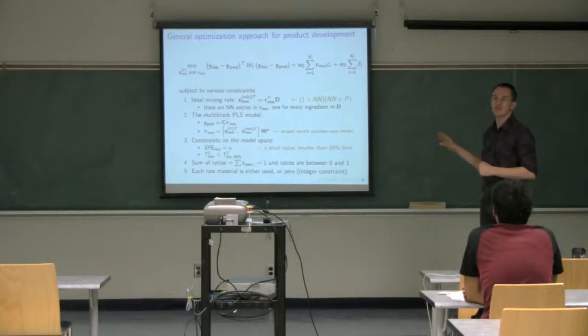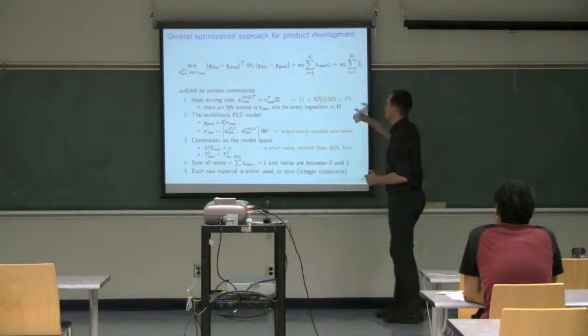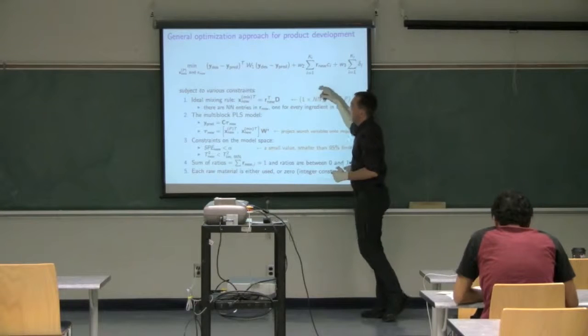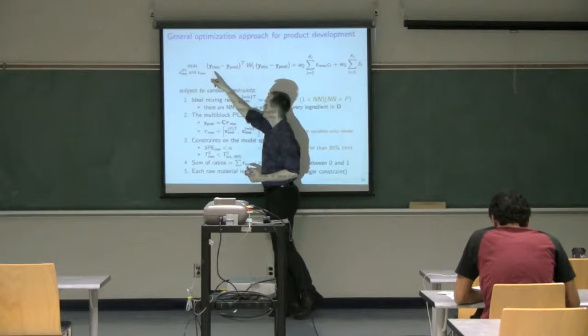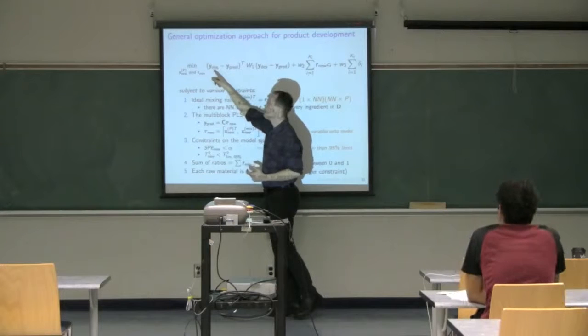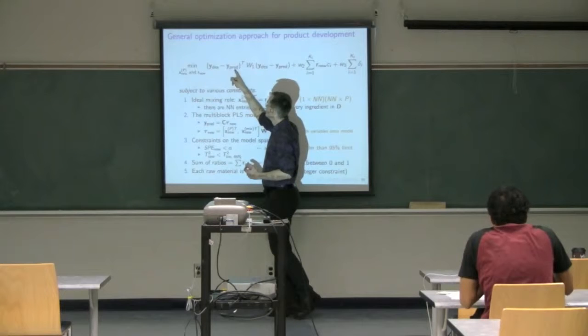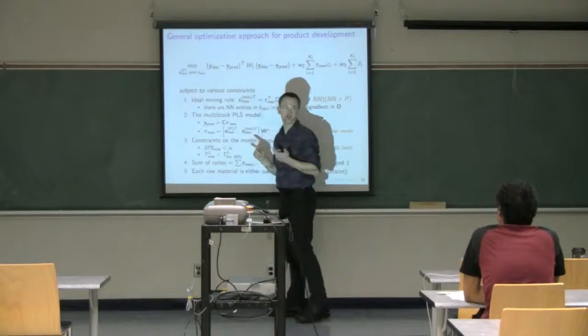I'm just going to land that by showing you the general optimization formulation for product development. And it goes as follows. We're saying, I want to achieve this certain Y desired. And the way I'm going to get to that Y desired is I'm going to predict a particular Y.